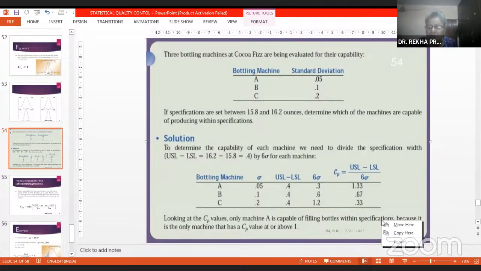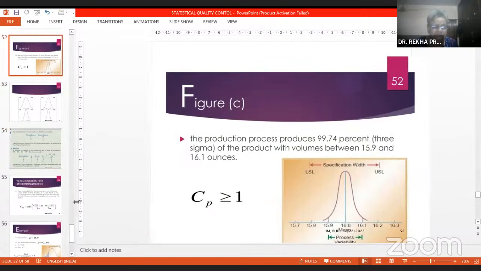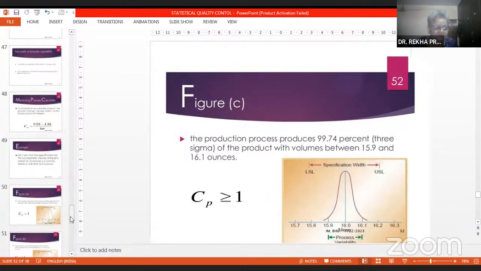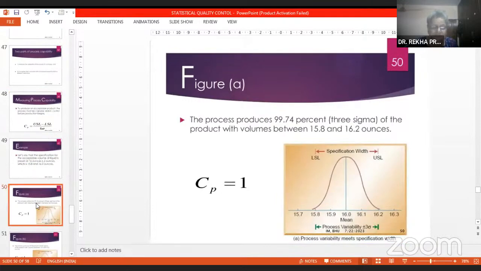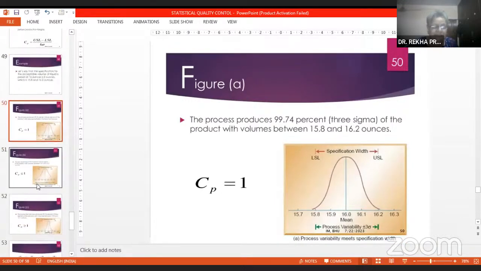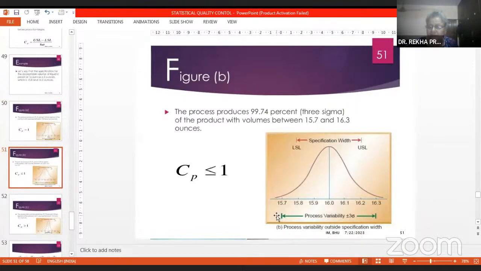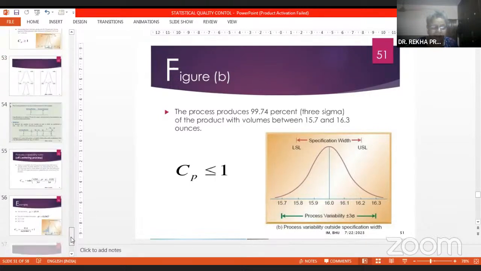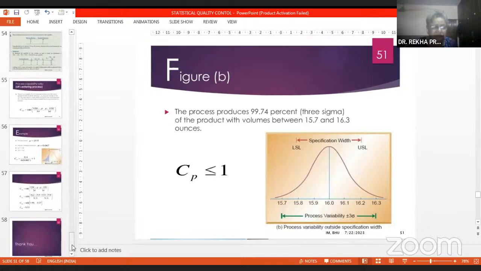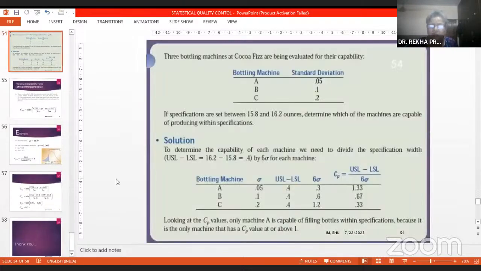At 1 and above 1 you accept, 1 you also accept, above 1 you also accept. We have seen from this diagram. This one also you accept, this one also you accept. And where it is less than 1, you do not accept it. It goes beyond the limit, it is going below and above the limit. Over here, only plant A, only plant A, CP is coming to 1.33. So you accept it.